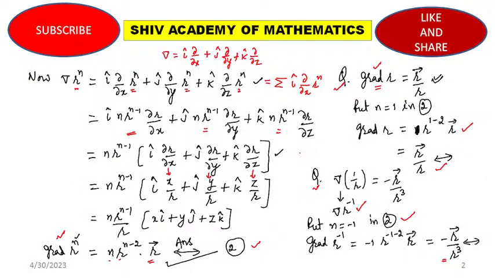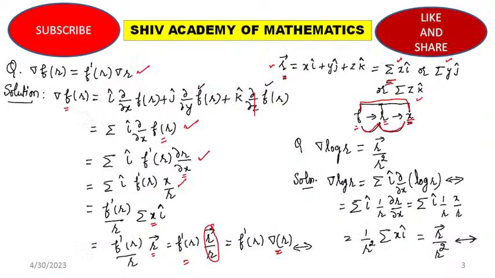Question number 2. I have taken one more simple problem: you have to find del of log r, where you have to show it is vector r by r square. The problem is very simple. Again, take del log r equals i cap del by del x of log r. Differentiate this log r with respect to x. The derivative of log r is 1 by r del r by del x, and del r by del x is x by r. So again you take 1 by r square outside, and sigma x i cap gives vector r.